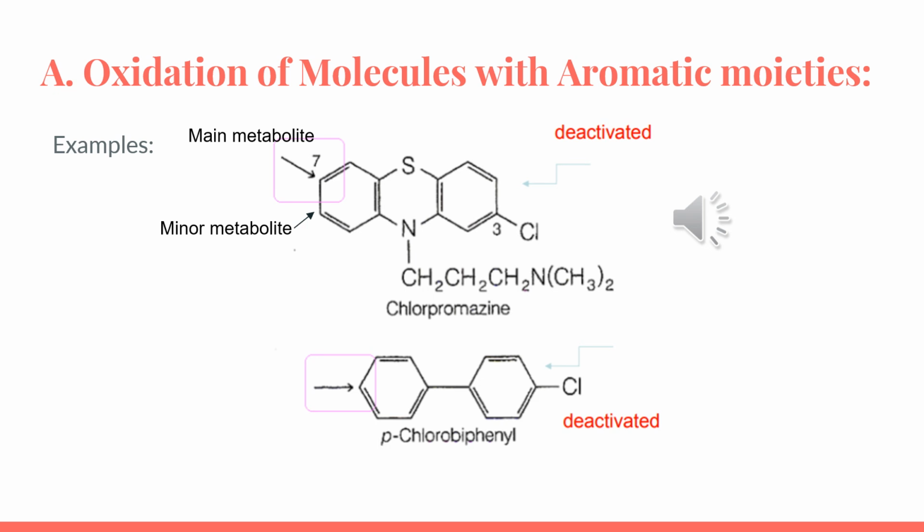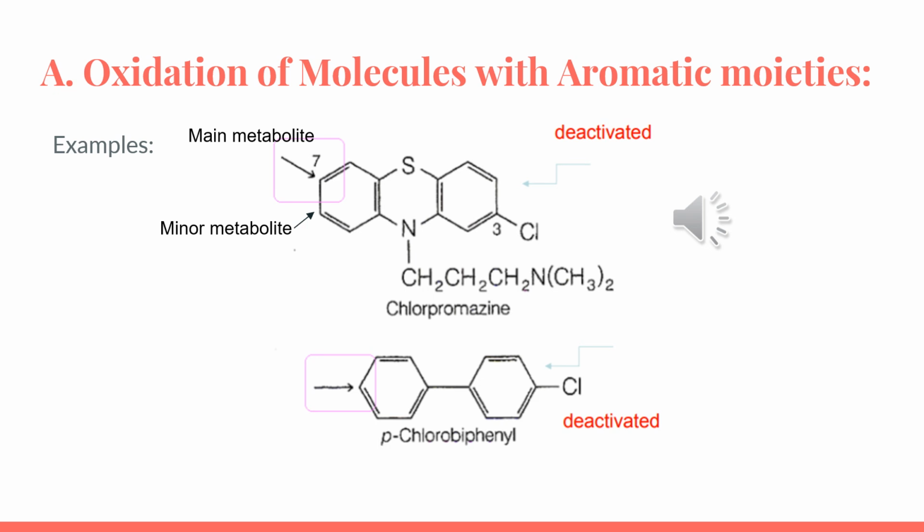Now, a different example with two drugs, chlorpromazine and p-chlorobiphenyl. For the first drug, we have two atoms, the sulfur and the nitrogen. The nitrogen donates electrons onto the ring. Thus, the metabolite with the hydroxyl para to the N would be the major chlorpromazine product. However, the metabolite with the hydroxyl para to the sulfur would be the minor chlorpromazine product.